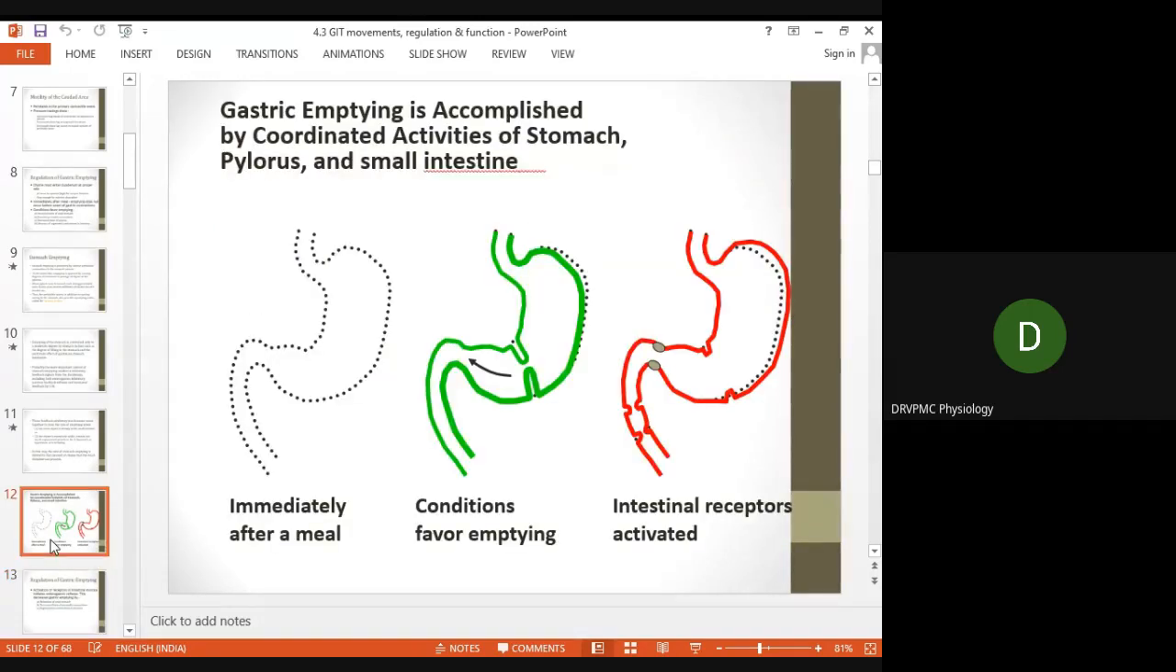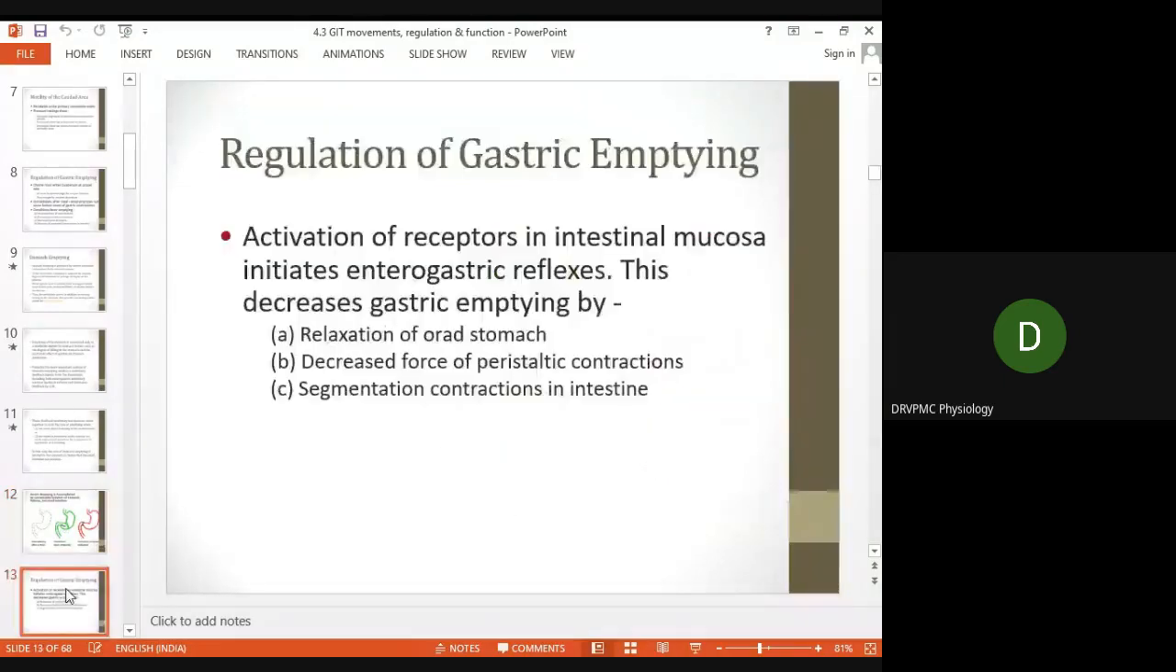So here you can see it was contracted to favor gastric emptying, but when the intestinal receptors are activated, the proximal stomach is dilated and there is segmentation contraction occurring in the distal part. What happens here? Decreased force of peristaltic contraction. Okay, the relaxation of the orad stomach, decreased force of peristaltic contraction, and segmentation contractions in the intestine.